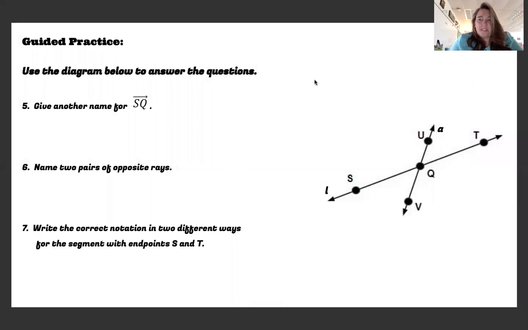Okay, we have some more guided practice here, so now is a good time to pause the video again and try these.